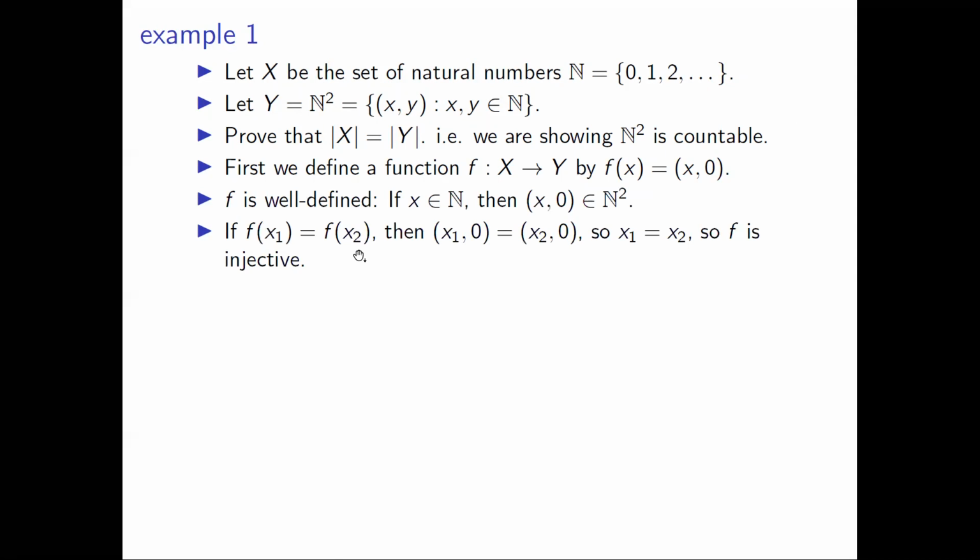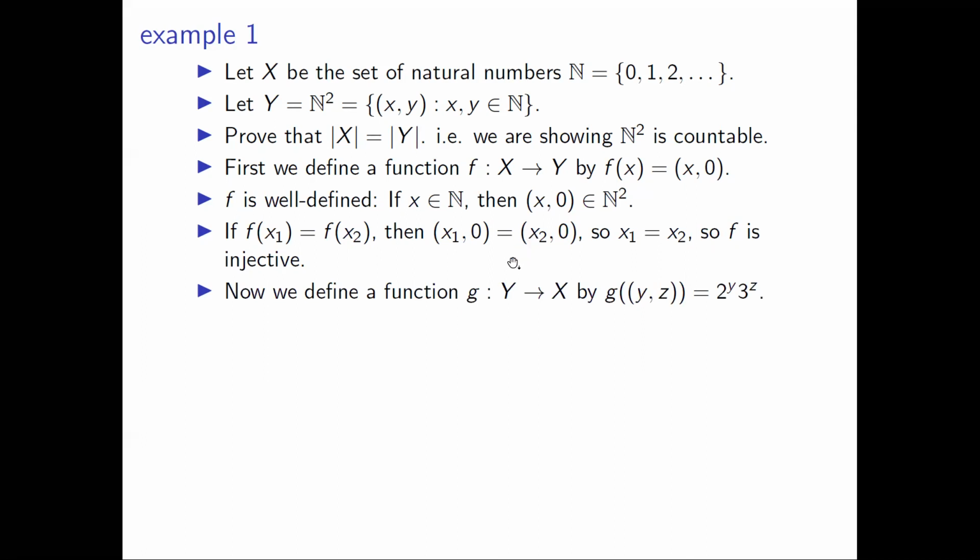We can also see injectivity pretty easily. If f of x1 equals f of x2, then that means that the ordered pair x1 comma 0 equals the ordered pair x2 comma 0 by definition of f. That means that both of their coordinates have to be equal to each other. The x1 and x2 have to be equal, and the zeros we already know are equal. So we get x1 equals x2, which means f is injective. Now, instead of proving it's surjective, which it is not, we can just provide another injection which goes the opposite way.